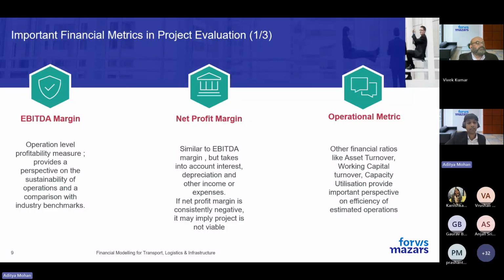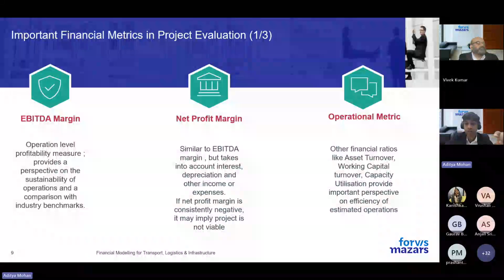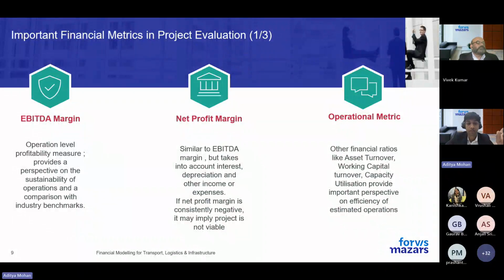The first one we'll discuss is EBITDA margin. As I mentioned before, EBITDA is earnings before interest, tax, depreciation, and amortization. For a viable project model, EBITDA margin should be positive and comparable with the industry peers. Initially your EBITDA margin may be low and over time it might increase to a stabilized level. But if, in comparison with industry peers, the margins are significantly lower or higher, there should be a reasonable business logic for that.